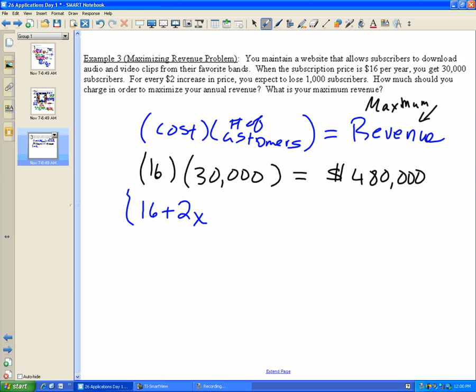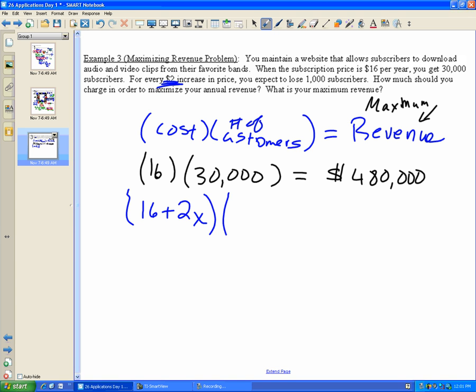So from 16 to 18 is 1 increment. 16 to 20 is 2 increments, because 2 times 2 is 4. 16 to 24, well, that's a difference of 8. So that's 4 increments. And that's kind of how it works. Because of this $2 increase, each $2 is 1 increment.